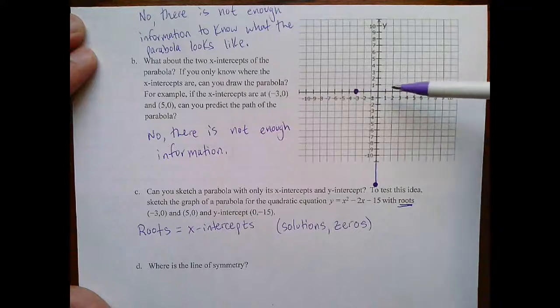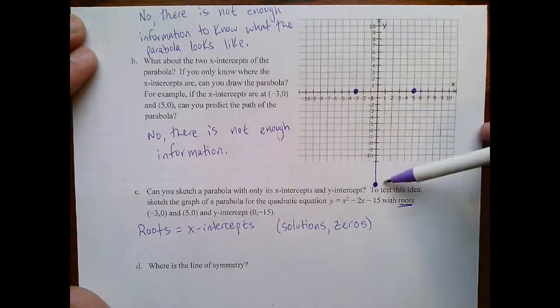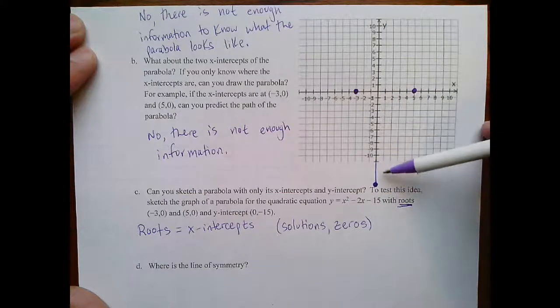How many units are in between -3 and +5? Well, there are 8 units between -3 and +5. So if there are 8 units between the two, then halfway would be 4. So if I go back 4 from 5 to 1, I could also go up 4 from -3 to get to 1 as well. So I know that that would have to be the vertex, or the highest or lowest point on the parabola.